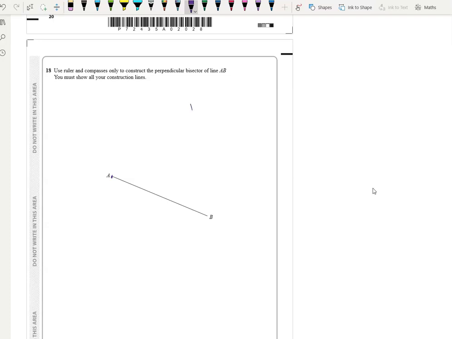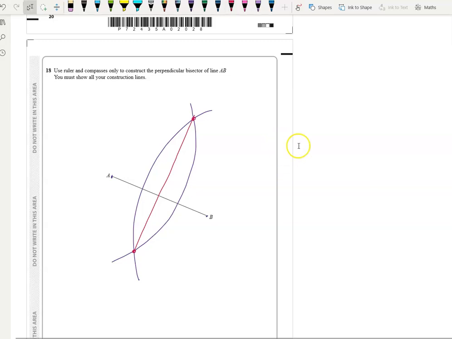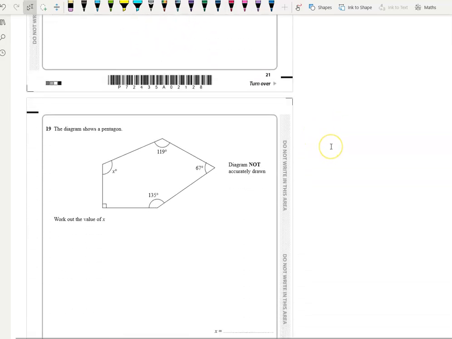Draw an arc. So you will get somewhat like this. With the same radius, now with B as center, draw another arc. You will see that the two arcs are intersecting. Join the 2 points of intersections. Join the 2 points, and that line is your perpendicular bisector of the given segment. That's it.